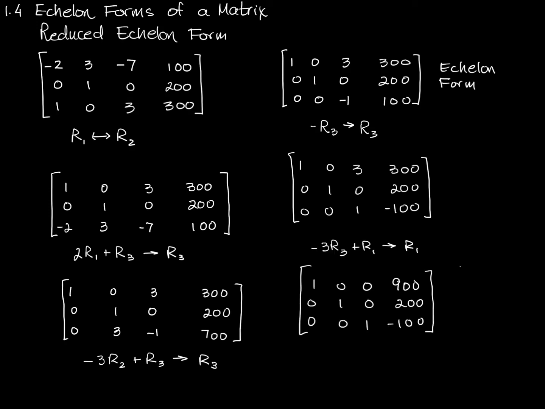If I multiply this entry, actually, let's go with this one first. If I multiply this entry in row 3 by negative 3, I get negative 3. When I add that to 3, I get 0. That's my new row 1. If I multiply this entry by negative 3, I get 300. And if I add that to this, I get 600, not 900. Let me fix that.